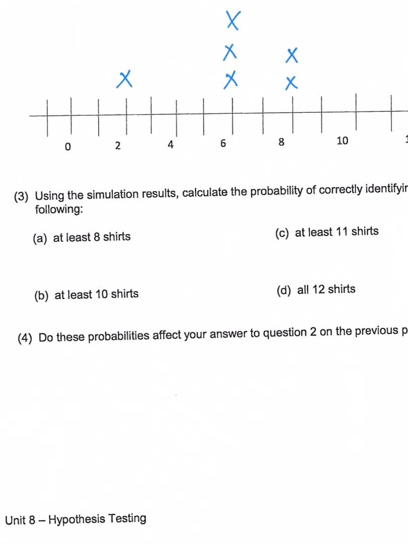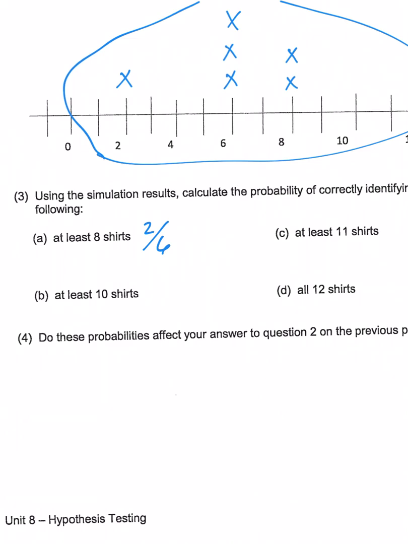Using the simulation results, calculate the probability of correctly identifying each of the following. At least 8 shirts. 1/3, 2 out of 6. At least 11 shirts: 0. At least 10 shirts: 0. At least 12 shirts: 0. Would you put it out of 6 or out of 12? Out of 6.